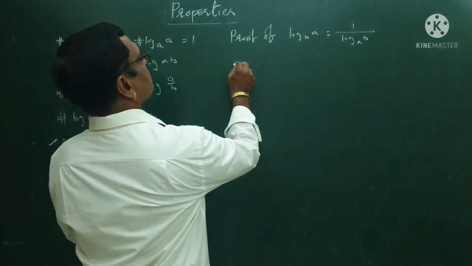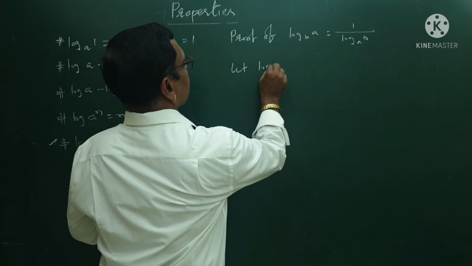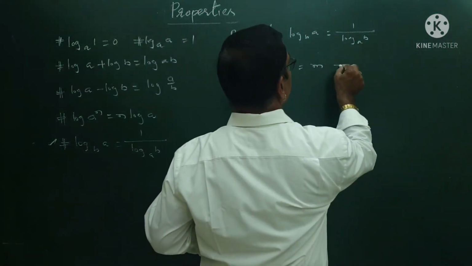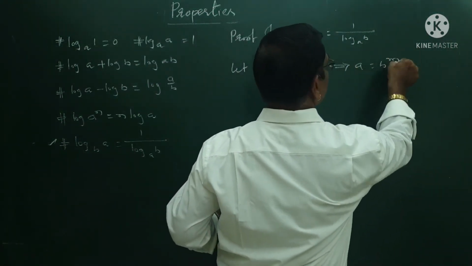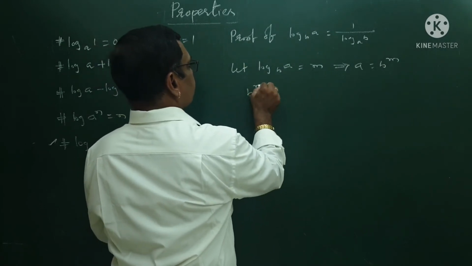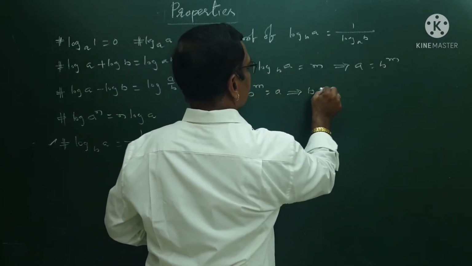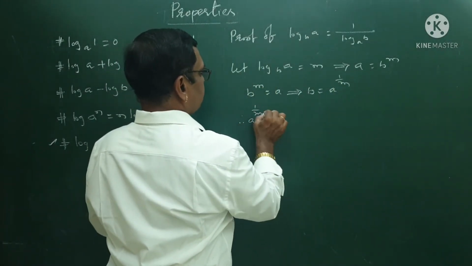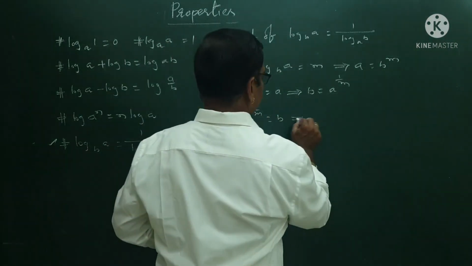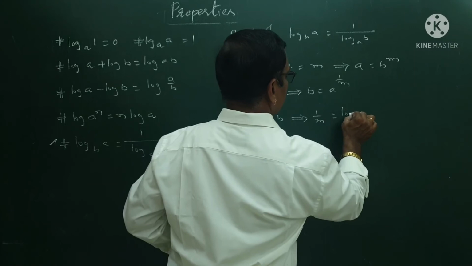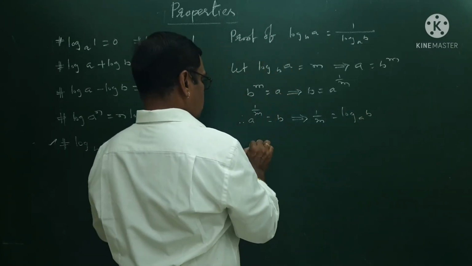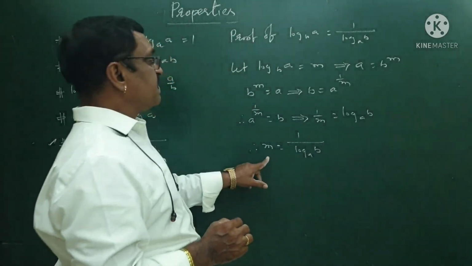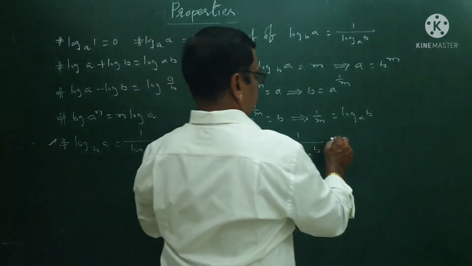Okay, now proof. Let log A base B be equal to some m. Remove the log, this implies A is equal to B power m. Now B power m is equal to A is the same as B is equal to A power 1 by m. Therefore we have A power 1 by m is equal to B. Now convert it to log, this implies 1 by m is equal to log B base A, or m is equal to 1 over log B base A. What is m here? m is nothing but log A base B.